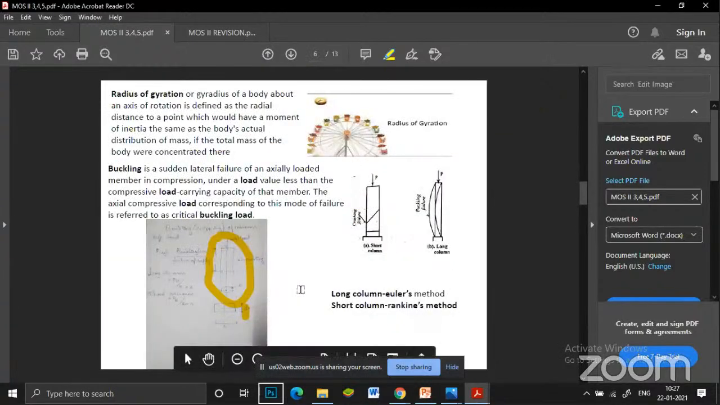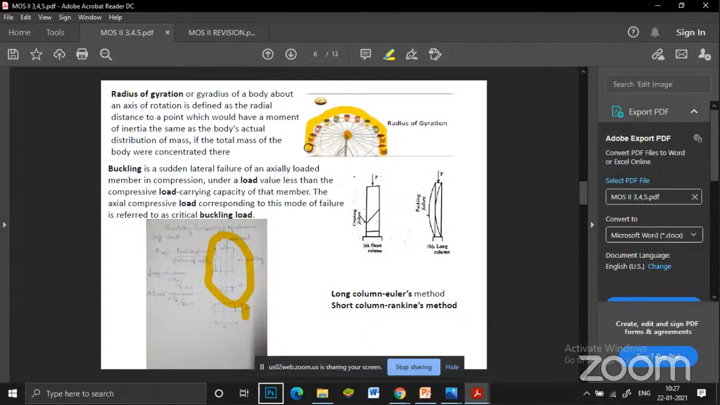First, the term radius of gyration. The best example is the giant wheel. It's given here, the giant wheel. It's really a simple thing. The radial distance from the center, here is a point, right? At this point, the radius would have the same moment of inertia as the actual body's distribution of mass. The total mass of the body is concentrated there. The moment of inertia is the same as the load concentrated at the center.